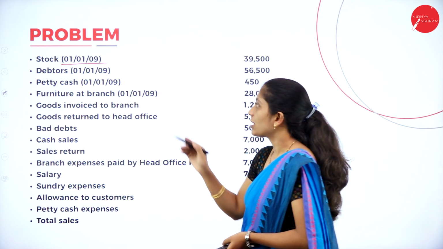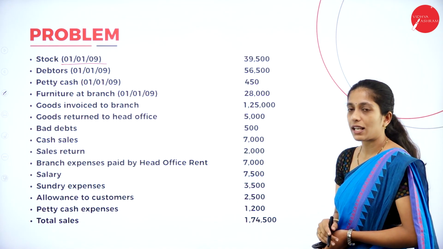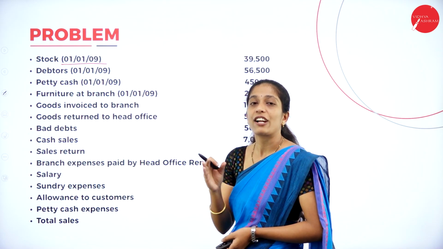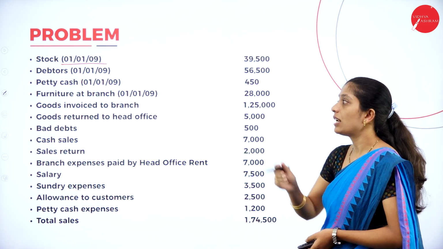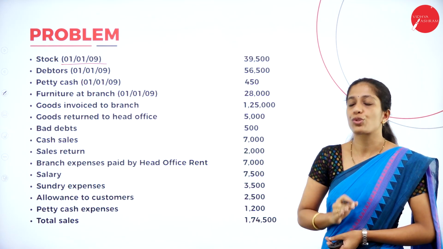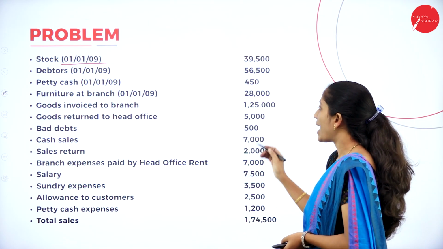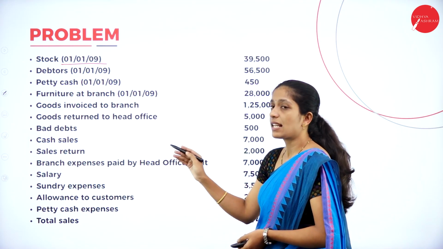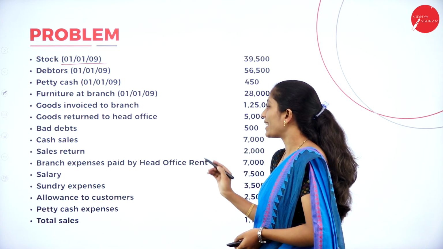Furniture at branch on 11/09, opening, 28,000. Next, goods invoiced to branch. Here the head office has sent goods to the branch, 1,25,000. Goods returned to head office: the branch has returned 5,000. Next they have given bad debts 500, cash sales 7,000, sales return 2,000.